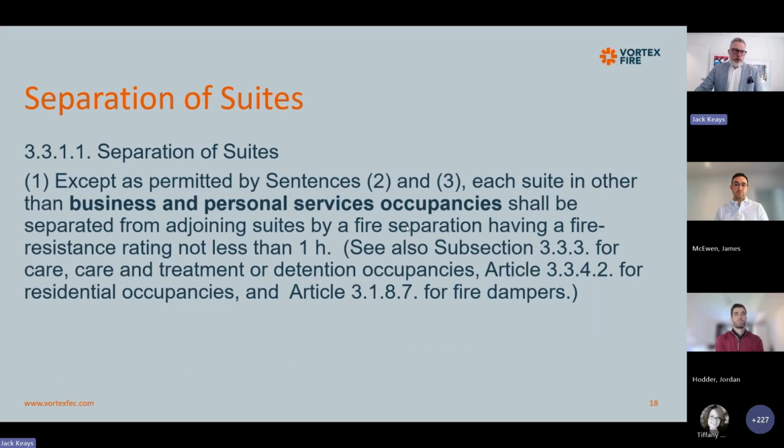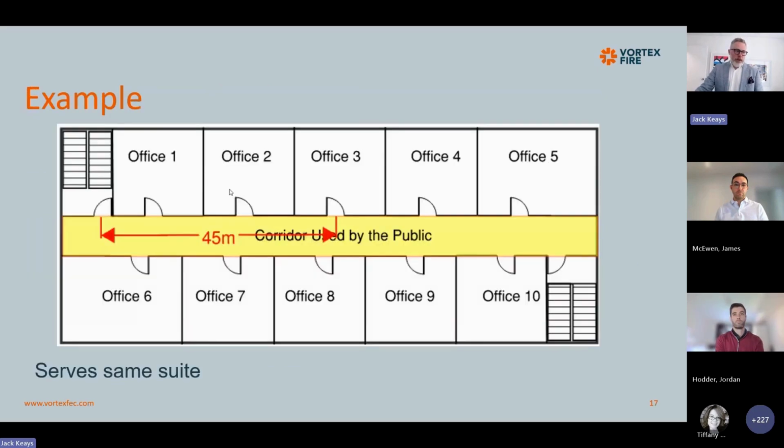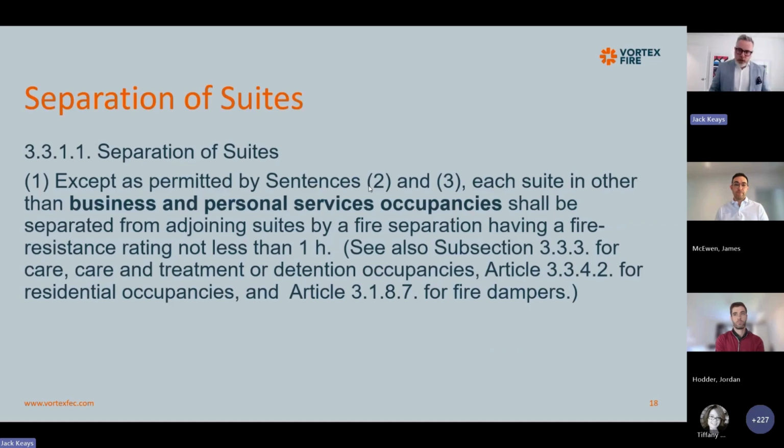Separation of suites. So we go back to this. We look at these. This actually is a corridor. We'll go into that example next. But if you have a multi-suite floor, so you've got a whole bunch of offices on the same floor, business and personal service occupancies do not need a fire separation between them. There is no requirement for it. It is specifically exempt under 33111.